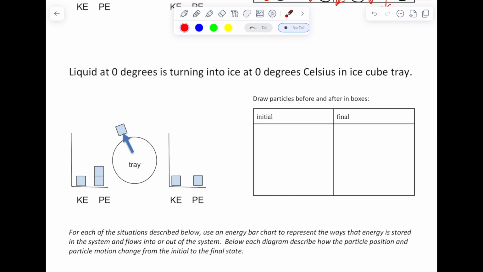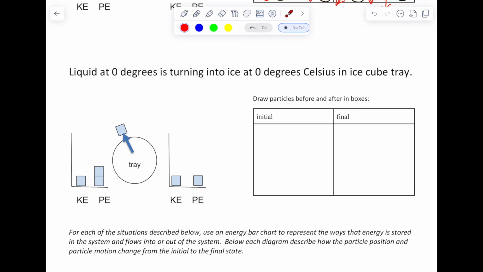Let's look at the next example. Liquid at 0 degrees is turning into ice at 0 degrees. So you'll notice here that our potential energy is now changing. Potential energy on the left is liquid. Potential energy on the right is ice. So we're going to lose a bar. The kinetic energy is actually staying the same, but the potential energy is changing. See, 0 degrees to 0 degrees. Potential energy has 1 block leaving the tray.